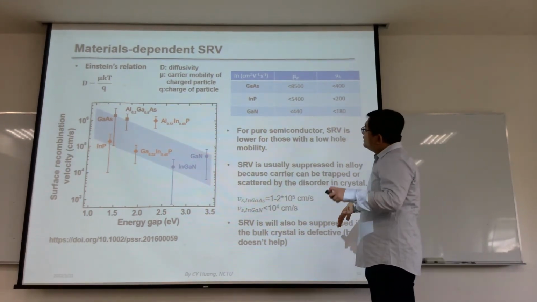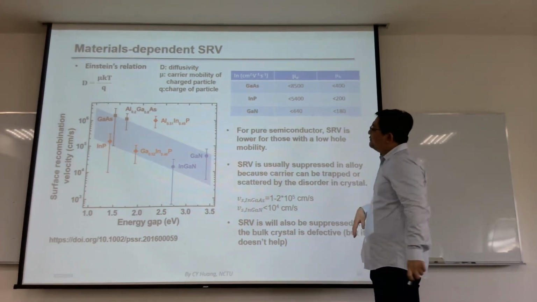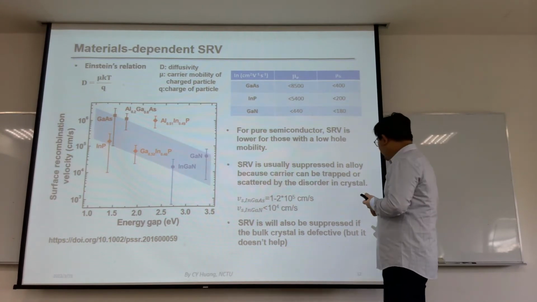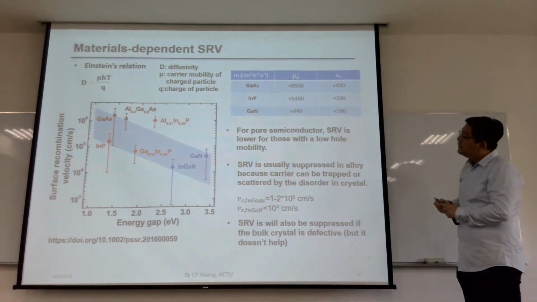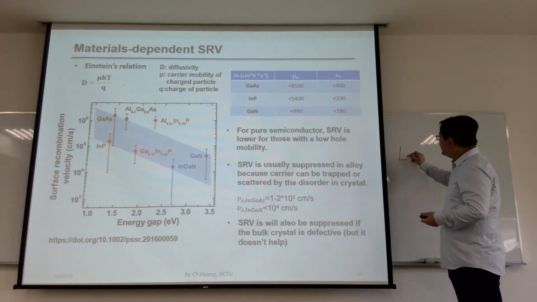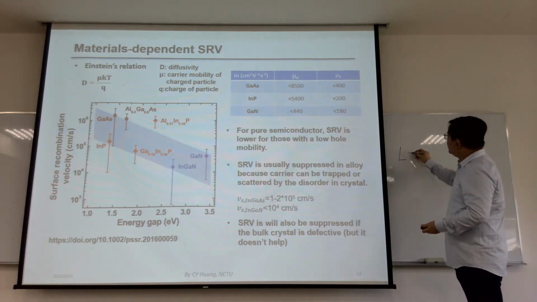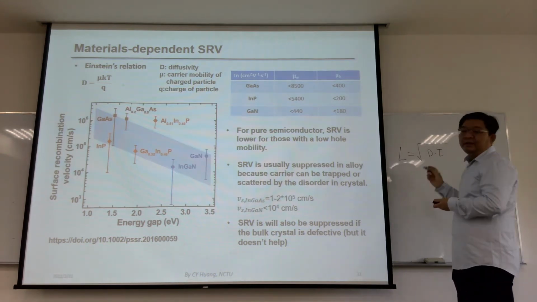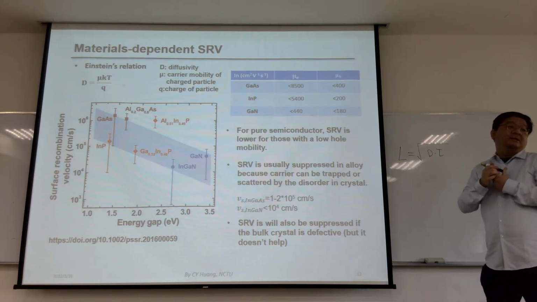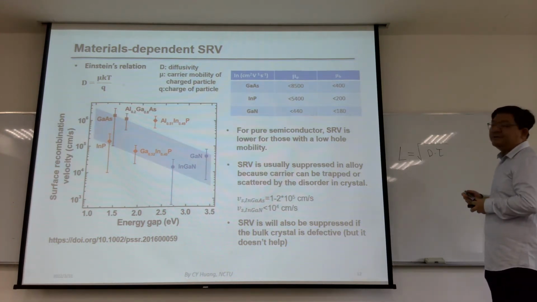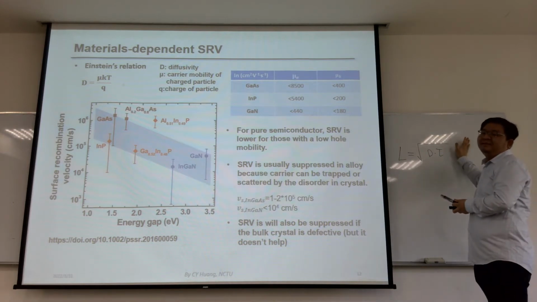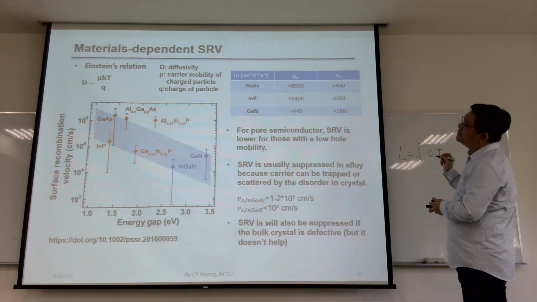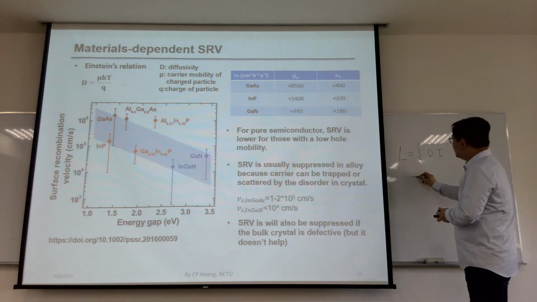Because gallium nitride has a rather low carrier mobility than gallium arsenide and InP, and the diffusion length L is equal to the square root of D times tau, right? If you have learned semiconductor device physics, you know this; if you don't, you just accept this truth. And D is equal to mu kT over q.